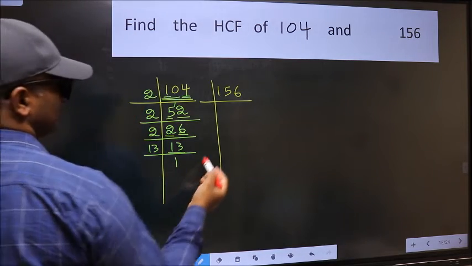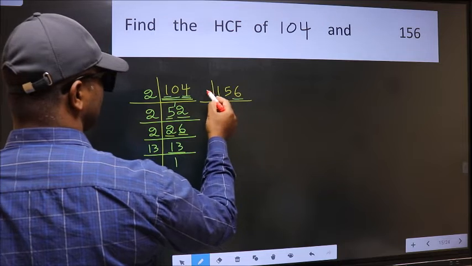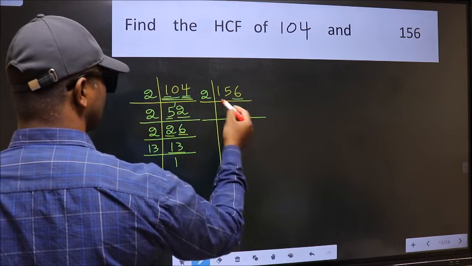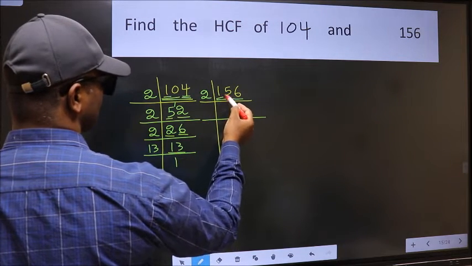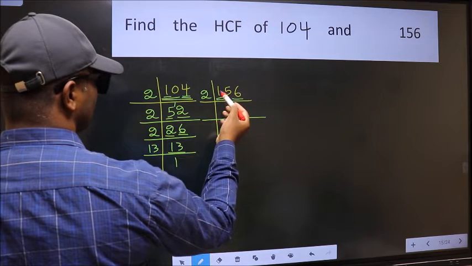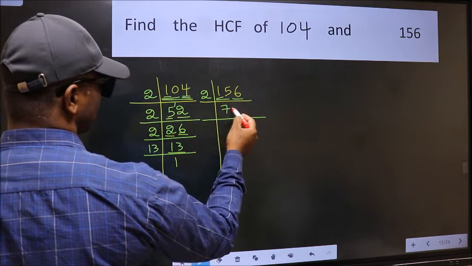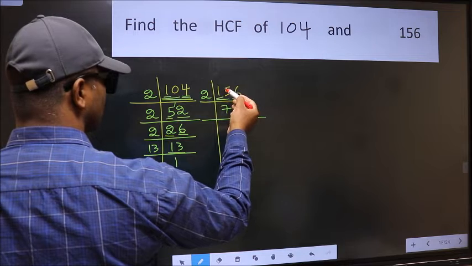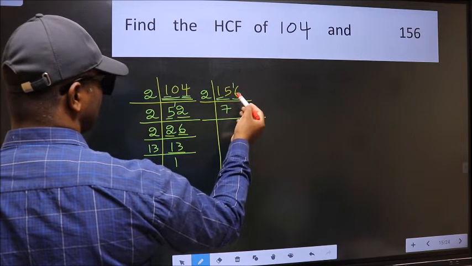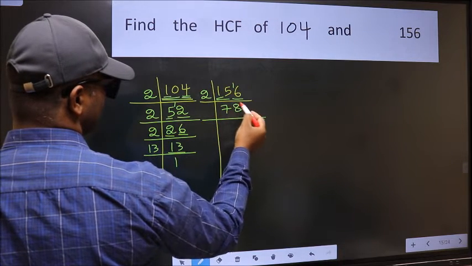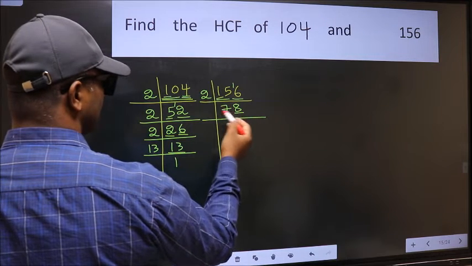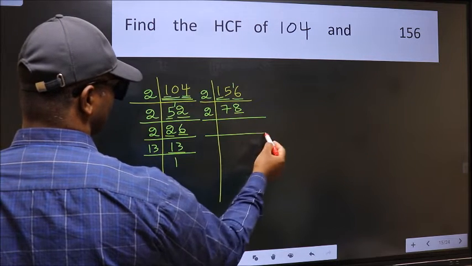The other number, last digit 6 even, so take 2. First number 1 smaller than 2, so 2 numbers 15. A number close to 15 in 2 table is 2 7s 14. 15 minus 14, 1, 1 carried forward 16. When do we get 16 in 2 table? 2 8 16. Last digit 8 even, so take 2.